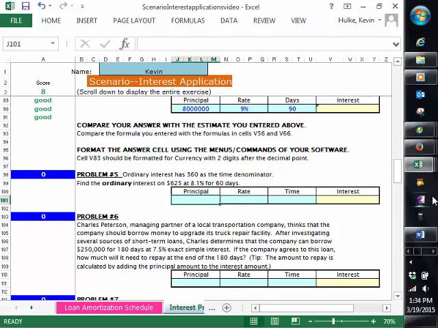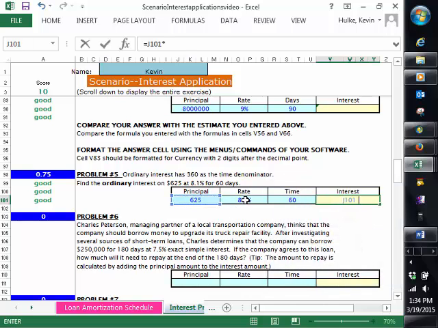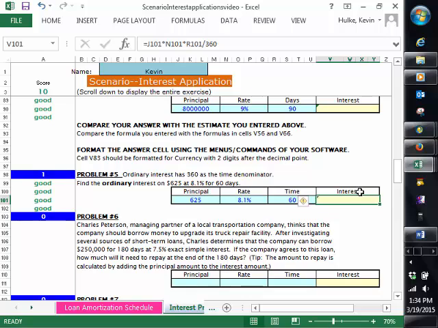Same thing. $625 at 0.081 for 60 days. This time it's principal times rate times time, but for ordinary interest, it says you have to divide by 360 rather than 365. So make sure you pay attention to what you're dividing by there, okay? And notice we got the point there.